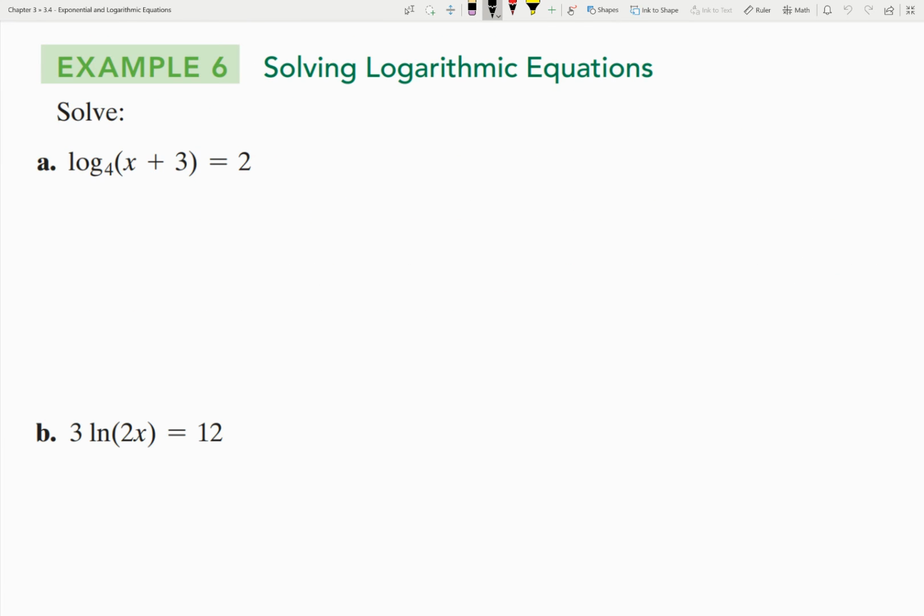Let's look at a couple. So this is one logarithm equal to one number. My first step is to change it to my exponential equation. 4 is the base, 2 is the exponent, and that's equal to the thing inside the logarithm. Now this is very easy to solve. Subtract 3 from both sides, and so x is equal to 13.